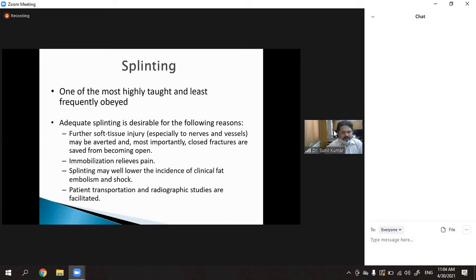Splinting may well lower the incidence of clinical fat embolism and shock, because as we reduce the fracture and apply the splint, there will be a decreased chance of the incidence of clinical fat embolism and shock. And clearly, after splinting, patient transportation and radiographic studies are facilitated. It will be easy because the patient's pain has been relieved.